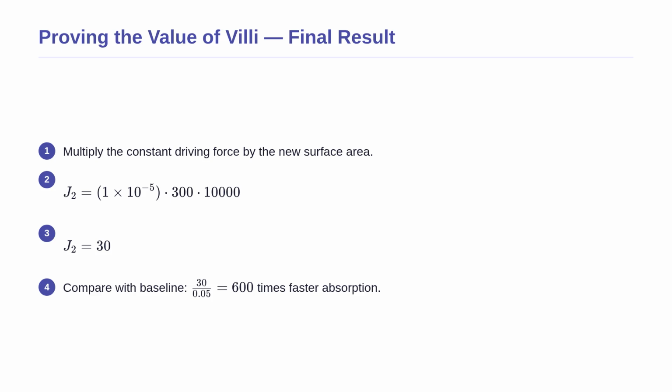Continuing our proof, we now calculate the final result of this anatomical modification. By multiplying our constant driving force of 10,000 by the diffusion coefficient and our new massive surface area of 300, we arrive at the enhanced rate. The math reveals a new absorption rate of 30 moles per second.